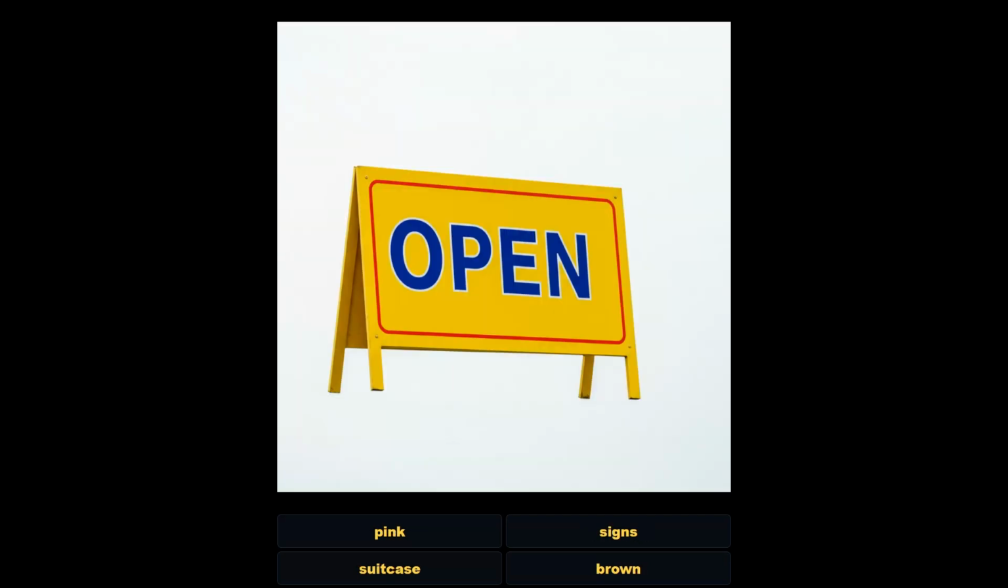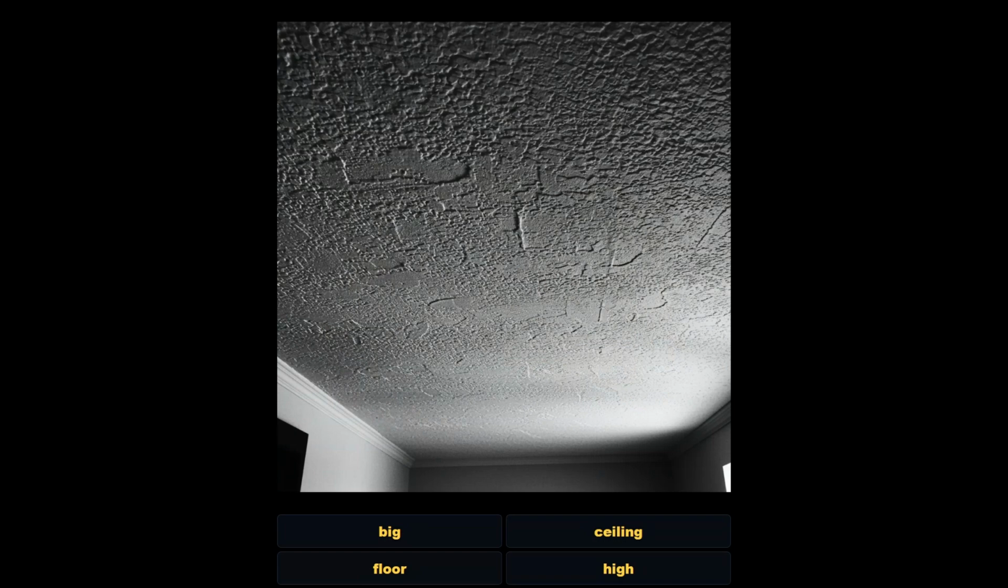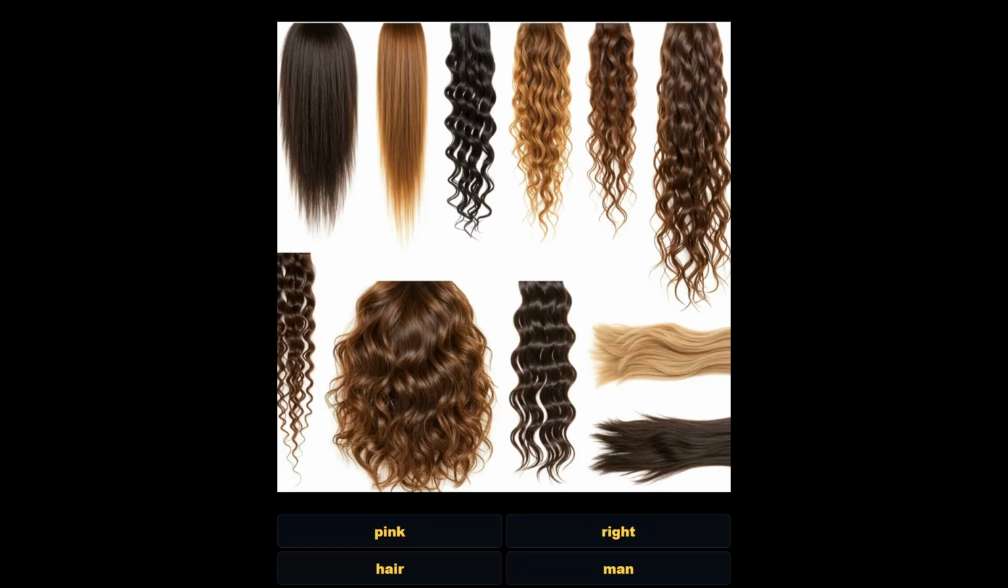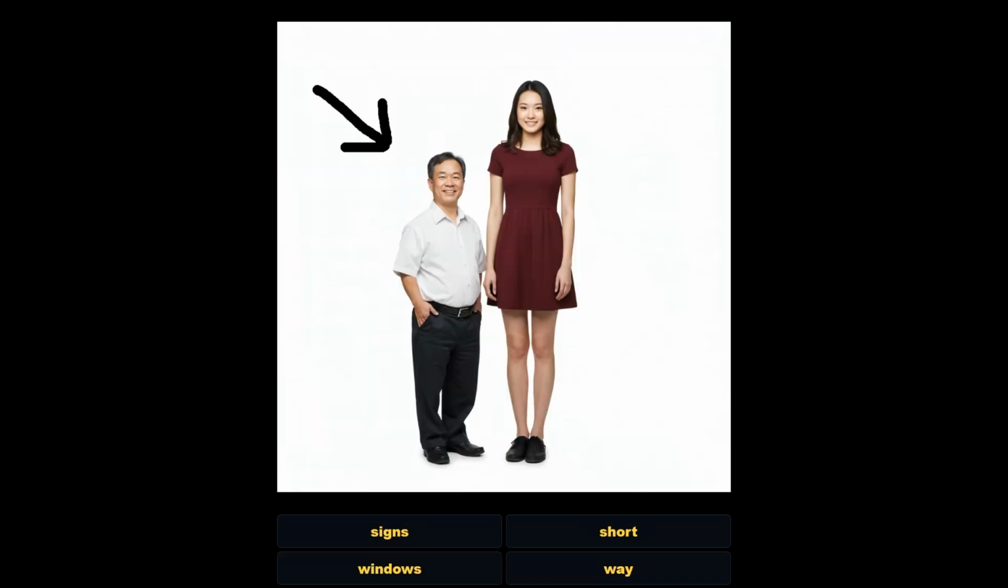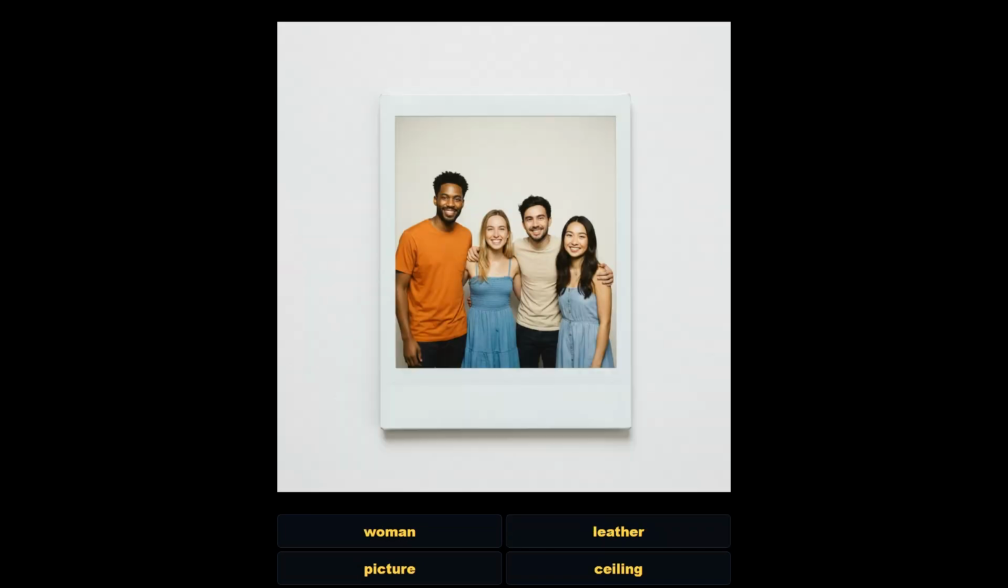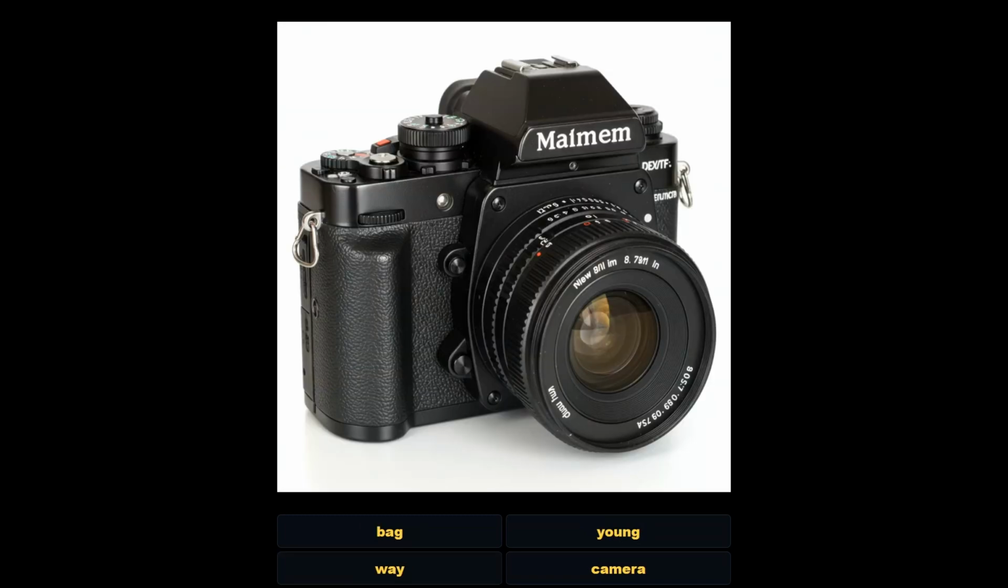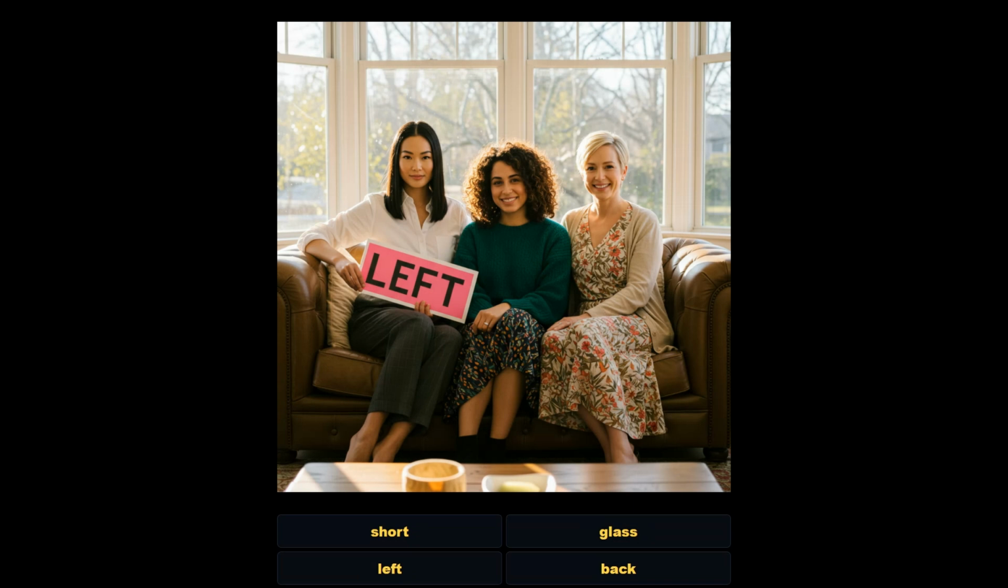Backpack. What is that? That is a sign, or you could have many signs. That is a sign. What is that? That is a ceiling. Ceiling. What is that? That is hair. Hair. What is that? That man is short. Short. What is that? That is a picture. Picture. What is that? That is a camera. Camera. Now let's connect the words and the pictures to which they match.